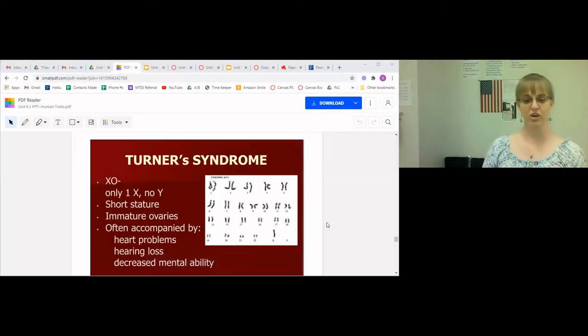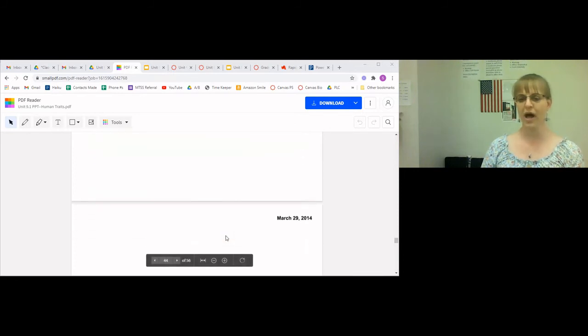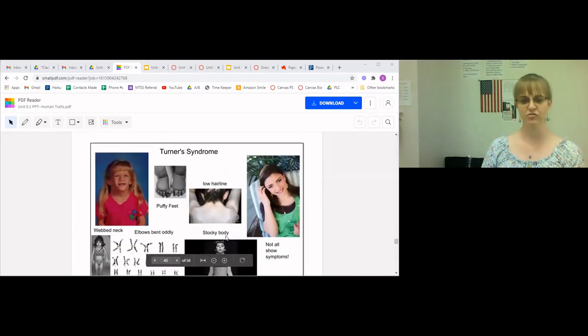Turner's syndrome occurs when a female has a single X chromosome instead of two X chromosomes like she's supposed to. She is a female because she doesn't have a Y. However, she is short. Her ovaries never mature, so she won't be able to have children. And she'll often have heart problems, hearing loss, and sometimes decreased mental ability. However, there's a wide range of people with Turner's syndrome.